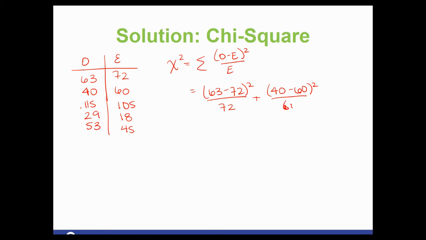and then we do it for our next row, 40 minus 60 squared over 60 plus, and keep in mind, I'm going to have to go on the second row because we got two more to do, only the top is subtracted and then squared. So the square does not reach the whole fraction. It is just the answer from the top.